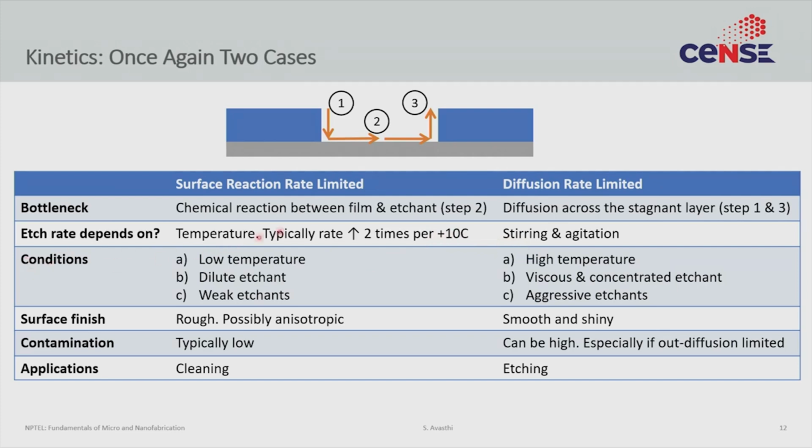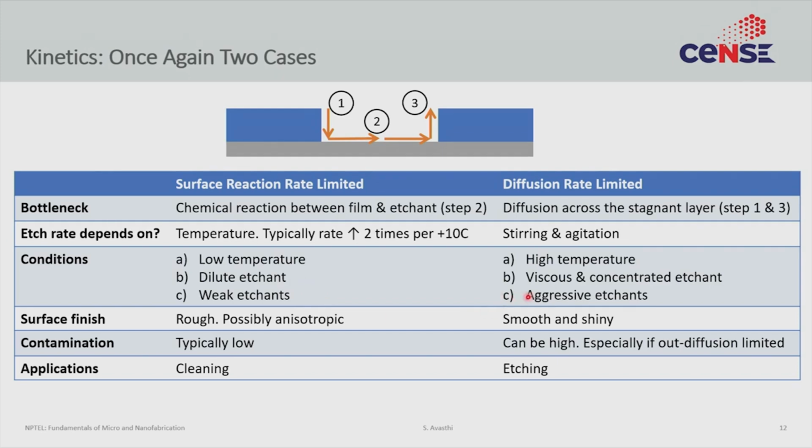Under what conditions is the surface reaction rate limited regime more probable? Under low temperature. Because at lower temperatures the reaction rate falls and then it becomes a slow step. If the etchant is dilute, probably diffusion is not a problem, diffusion is fast, and if the diffusion is fast, then by corollary the surface reaction rate is slow and hence the limiting factor. Weak etchants by definition are etchants that do not react with the surface very fast, and if they do not react with the surface very fast, they are by definition reaction rate limited.